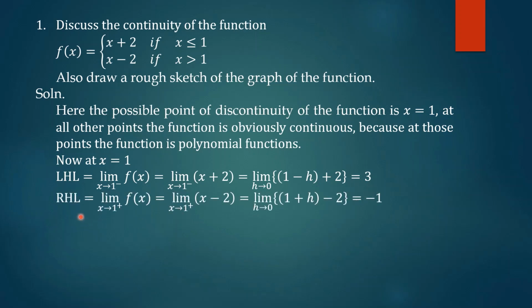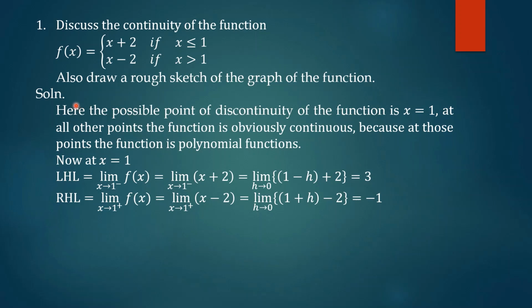In the similar manner, the right hand limit: this time x tends to 1 plus, and 1 plus means x greater than 1, therefore f(x) is x minus 2. We apply x equal to 1 plus h, with h tends to 0. x is replaced by 1 plus the new variable h, and minus 2 remains there. Putting h equal to 0, it is 1 minus 2, which is equal to minus 1. So obviously the left hand limit and the right hand limit are unequal numbers, so the function is discontinuous.